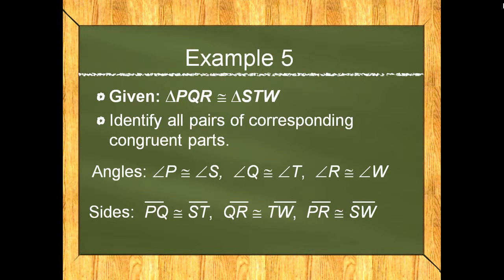If you have doubts, it's easiest to draw the triangles and label them in the order you're given. Then you don't miss any of the side segments.